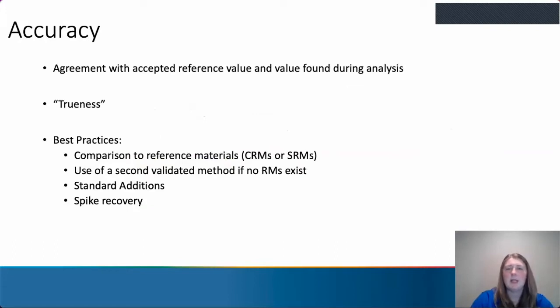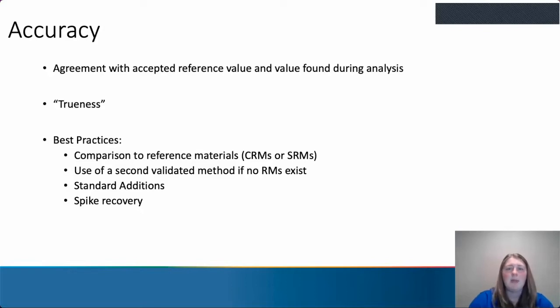The next characteristic is accuracy. This is defined as the agreement between the accepted value and what you're actually measuring. It's also referred to as trueness. Best practices for this type of validation criteria include the use of reference materials. You process a reference material just like you do a sample, and then determine if your method is returning proper results. Here you can use SRMs, standard reference materials, a term used by NIST, or you can use CRMs, certified reference materials, which are available from commercial producers like Inorganic Ventures.